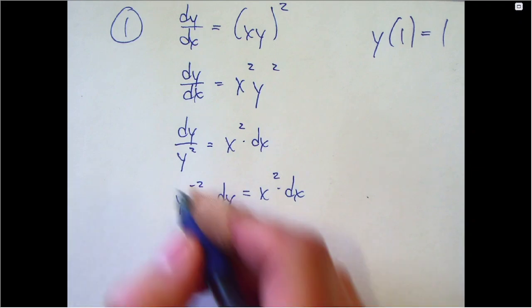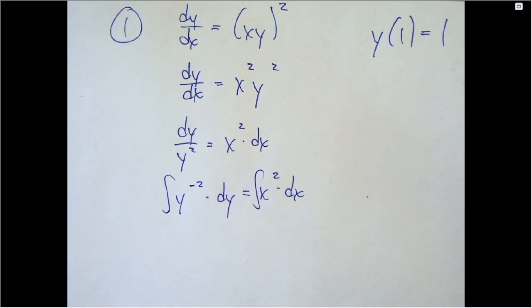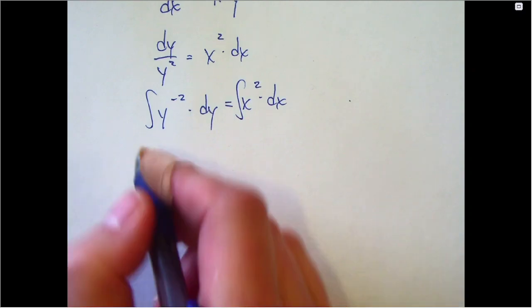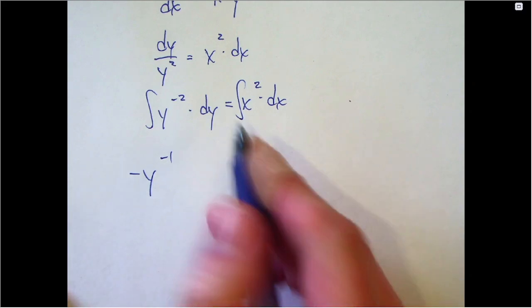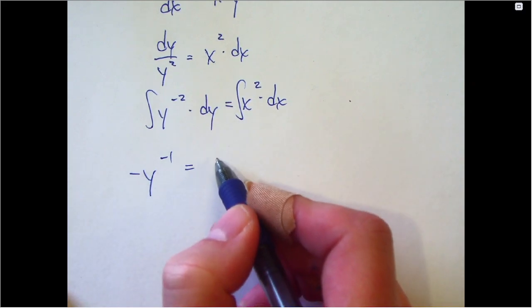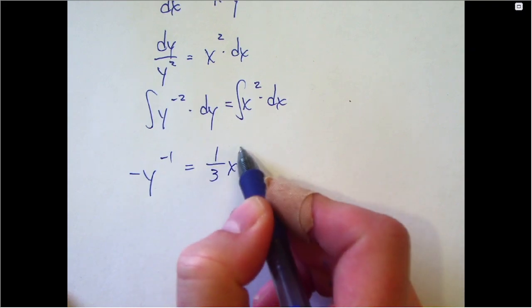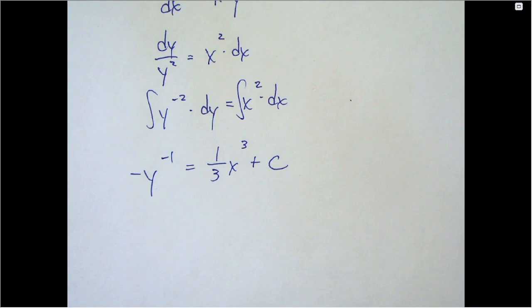Now that I have the variables separated, I'm gonna integrate, the same stuff we were doing yesterday. So I'll get negative y to the negative first. Remember there's really a plus c there, but I'm just gonna put it on the other side. So 1/3 x to the third plus c.